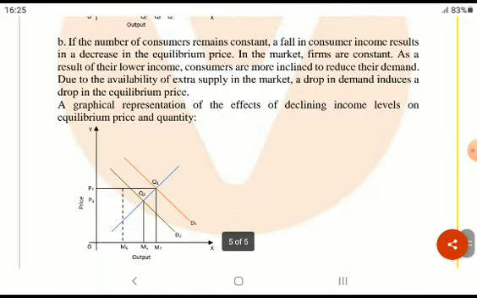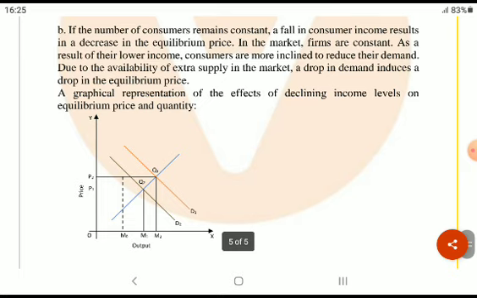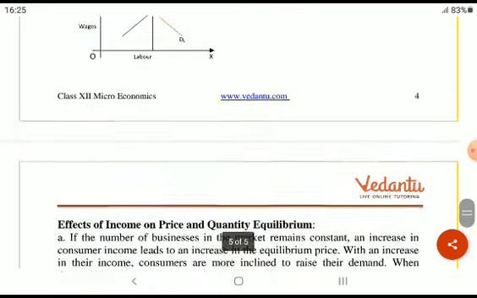Next is, if the number of firms remains constant, a fall in consumer income results in a decrease in the equilibrium price. As a result of their lower income, consumers are more inclined to reduce their demand, due to the availability of extra supply in the market. A drop in demand induces a drop in the equilibrium price. A graphical representation of this effect of declining income level on equilibrium price and quantity is like this. Here the y-axis is price, the x-axis is output, so like this it will be.